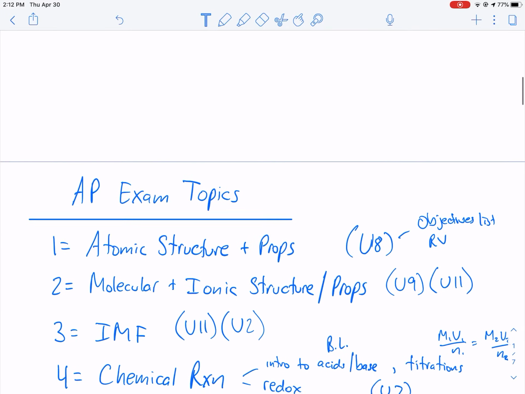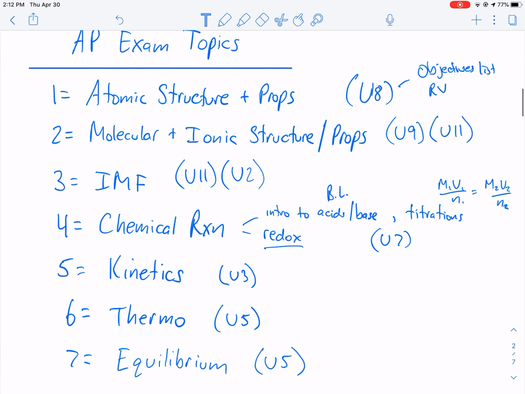With topic number 2, a quick reminder of our topics here. We were doing atomic structure and properties last time. Today we will be working on number 2 here. We were looking at molecular and ionic structure and their properties, which for us was mostly Unit 9. However, we did talk about a little bit of this with regards to Unit number 11. We talked about some of the metallic bonds and a little bit of the network covalent bonds falls in Unit 11, and so we'll want to address those a little bit as well.